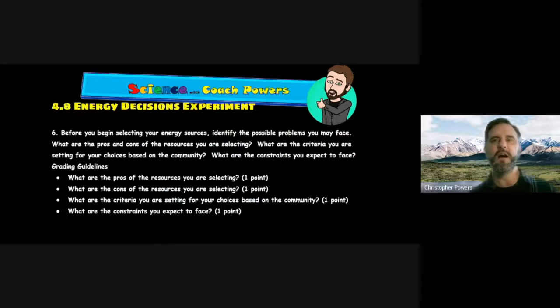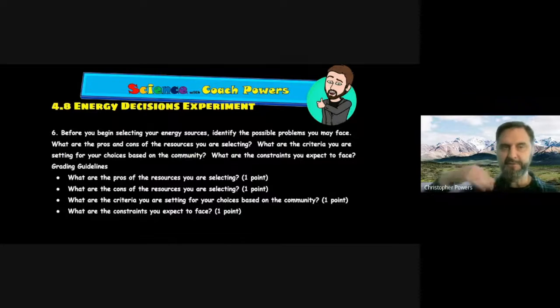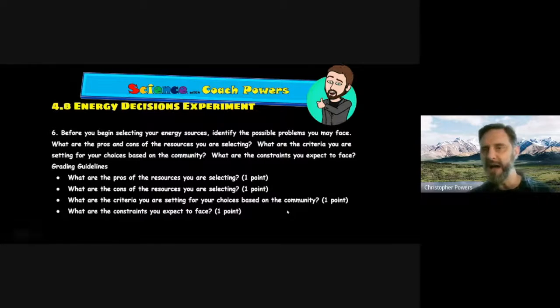Before you begin selecting, identify the possible problems you may face or pros and cons of the resources you're selecting. So you have some options in this unit. What are the criteria you are setting for your choices based on the community? What are the constraints you expect to face? You have to hit all these points. Pros, cons, criteria you're setting for your choices based on the community. What are the constraints you expect to face?